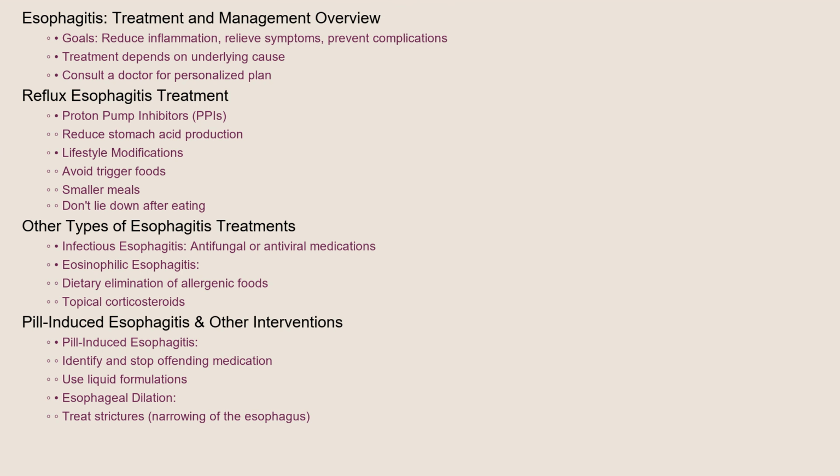For infectious esophagitis, antifungal or antiviral medications are used to treat the infection. Eosinophilic esophagitis is managed with dietary elimination of allergenic foods and/or medications like topical corticosteroids. Pill-induced esophagitis is treated by identifying and stopping the offending medication and using liquid formulations when possible. In some cases, esophageal dilation may be necessary to treat strictures or narrowing of the esophagus. It is crucial to consult with a doctor to determine the most appropriate treatment plan for your individual situation.